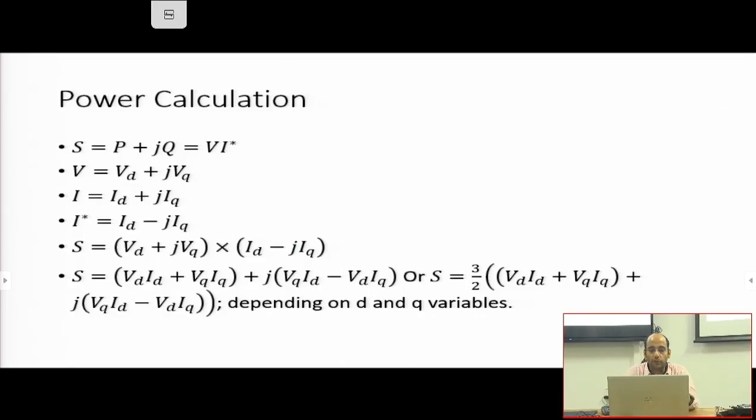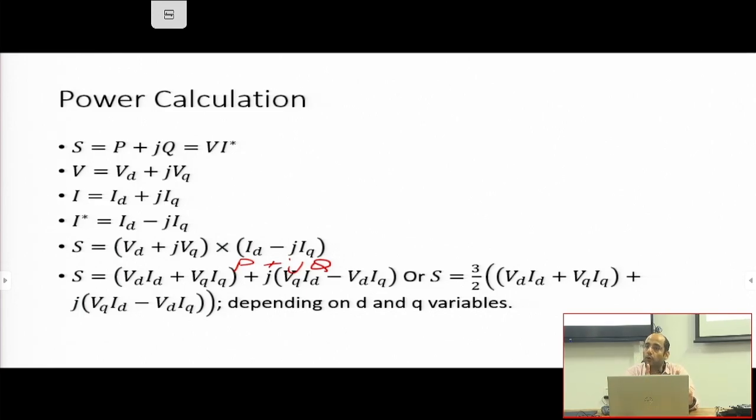And if you do S equal to V I conjugate and do the multiplication, you get S equal to VDID plus VQIQ plus J times (VQID minus VDIQ). So this is basically your P plus JQ. The real part is your active power, while the imaginary part is your reactive power.